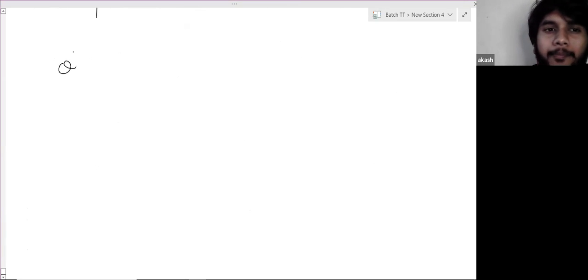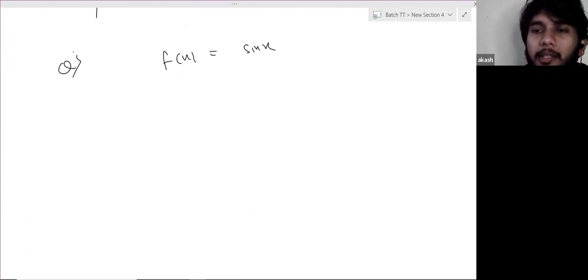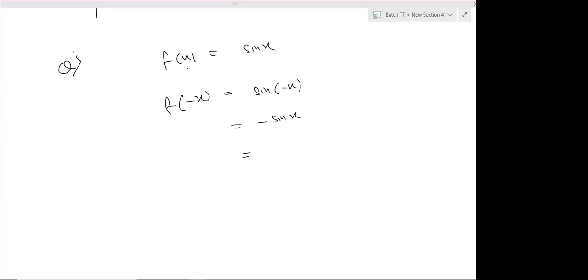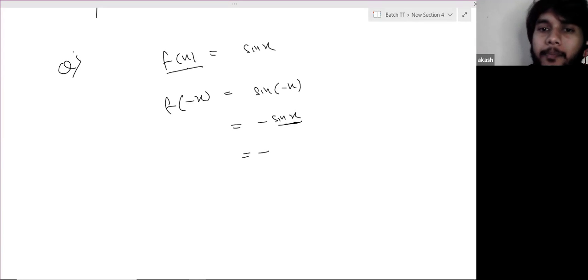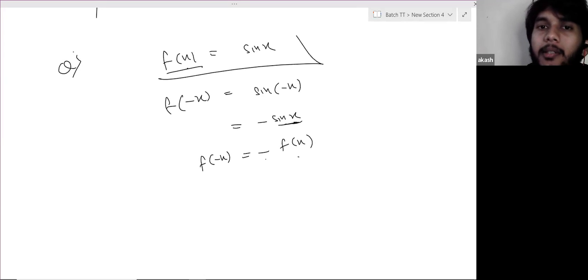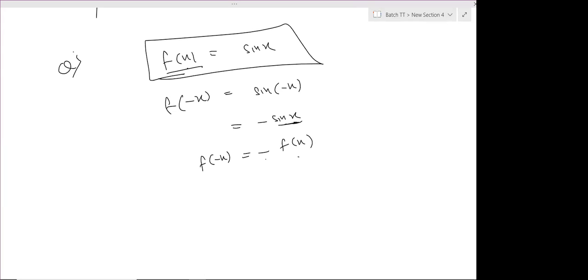If f of x is sin x, they are asking to check if the function is even or odd. So the only test is put x as negative x. So this becomes sine of negative x, and sine of minus theta is minus sine x. These steps are clear? Now minus sine x is minus f of x. So f of minus x becomes negative of f of x. So is this function an even or odd function? Odd function.